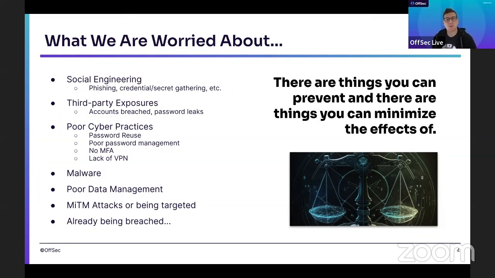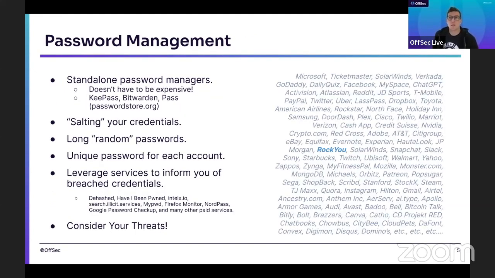But we're going to try to split this up into two categories, which is things that you can prevent and things that you can minimize the effects of. So typically we can prevent things like social engineering or reusing the same passwords. But on the flip side of that, there are things that we can minimize the effects of, like having a third party or a platform that you use getting breached. It's not necessarily something that we can stop, but we can do certain things to reduce the effects of it. So we're going to go back and forth between those two ideas, and hopefully by the end we have some interesting takeaways for security.